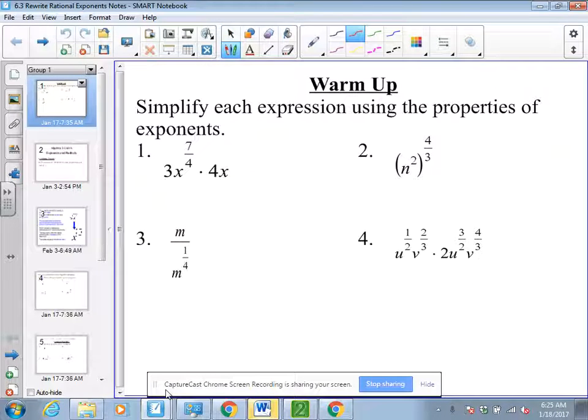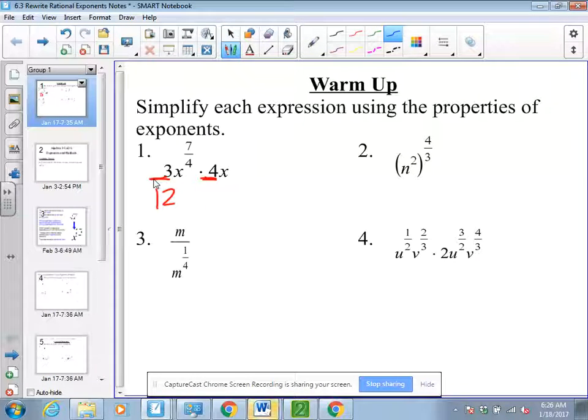For our warm-up today, we are being reminded of what we worked on yesterday, where we're applying our properties of exponents, but they have fractions. We have to remember our properties of fractions to make that happen. So remember, we always start with your coefficients, and you apply whatever operation is already being applied to them. So this is being multiplied, so 3 times 4 is 12.